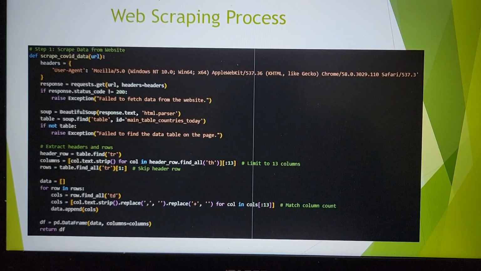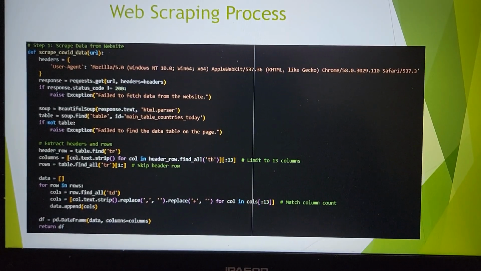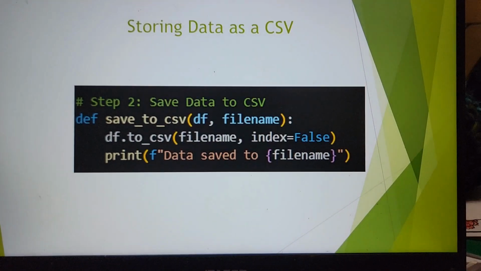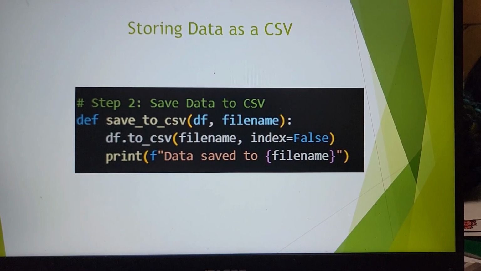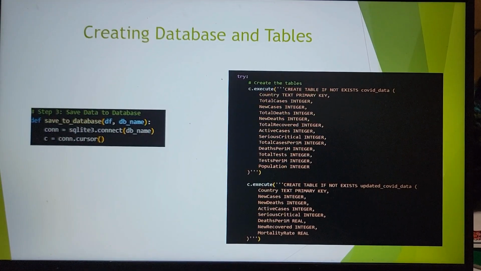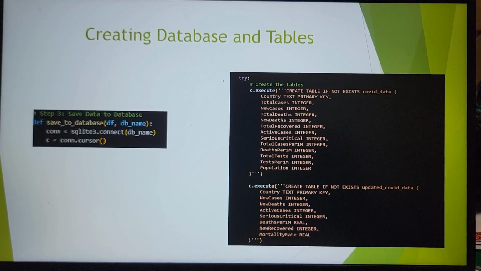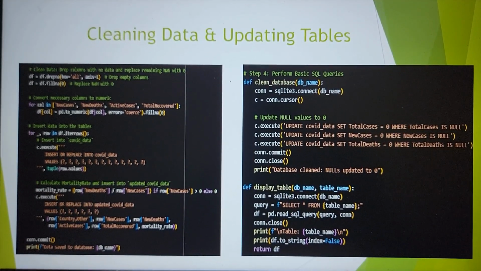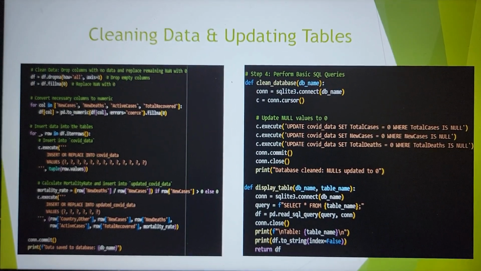Here's my web scraping process code. Basically what I did here was create a function that will retrieve that data. Okay, the next step was to save the data as a CSV file, which I did here. Here you can see where I created the database and the tables. Here on this slide, I show some code where I cleaned my data and updated my tables.